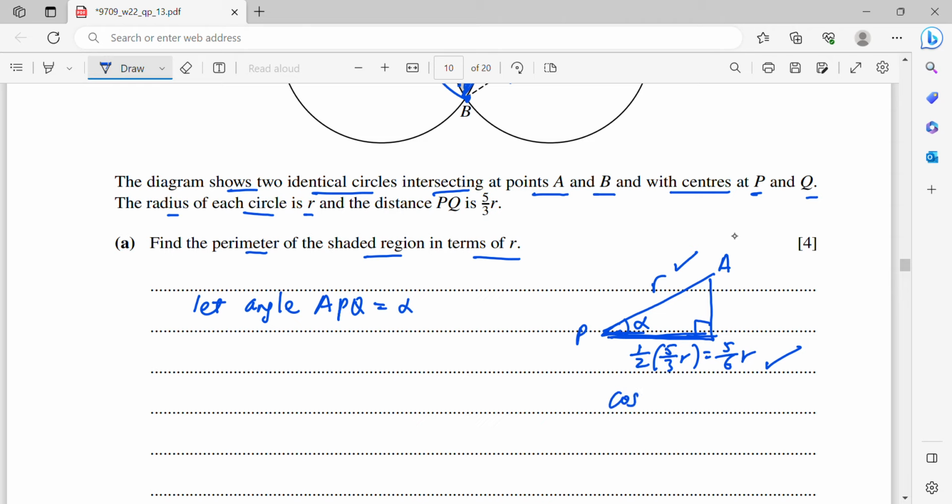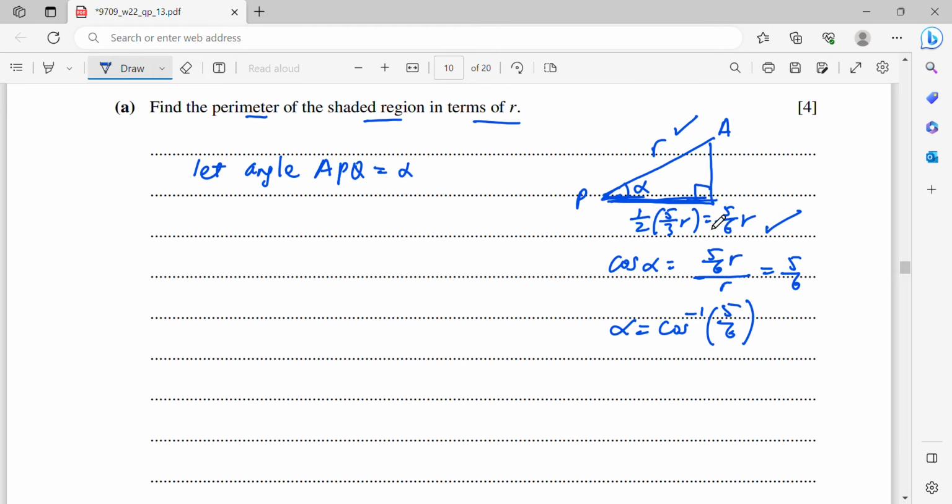So I will write cos alpha is 5 over 6r divided by r, which means it is 5 over 6. Sorry, the r is cancelled, no more r. So my alpha is inverse cos 5 over 6. Now by using calculator and leave your answer in radians, it's going to be 0.58569. I'm leaving my answer more than 3 significant figures because later on I need to multiply by 2.